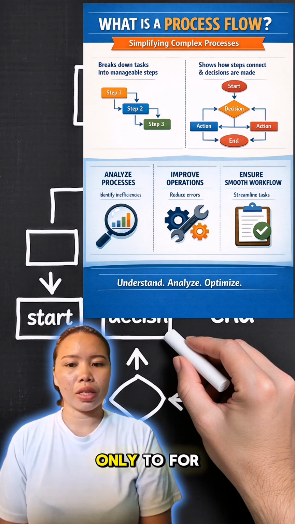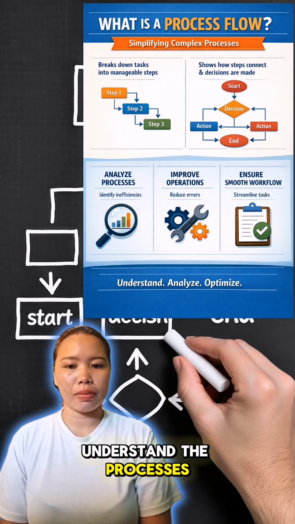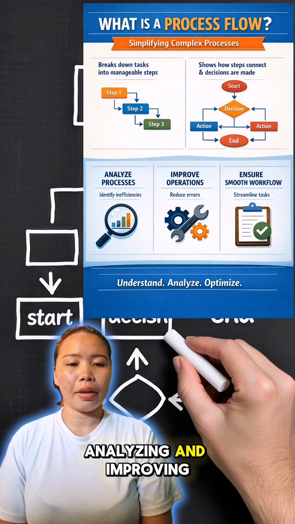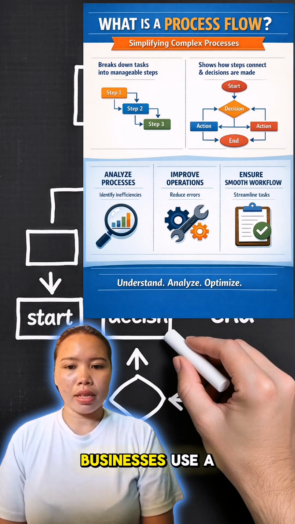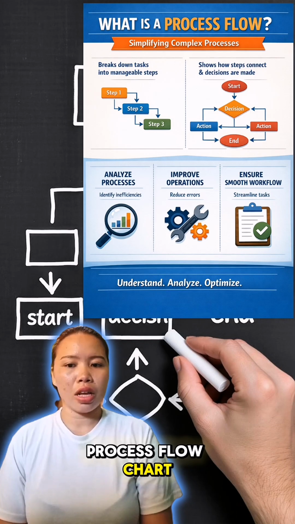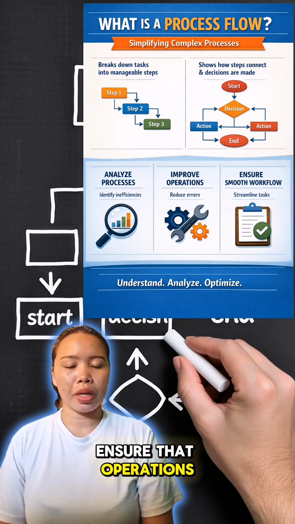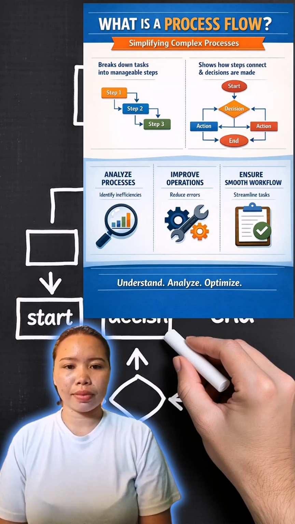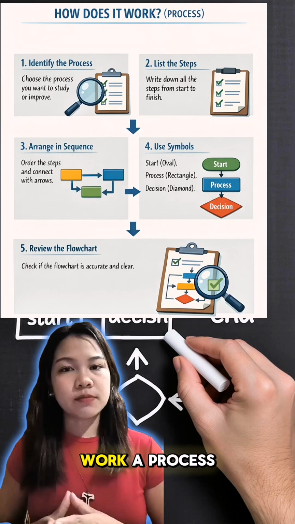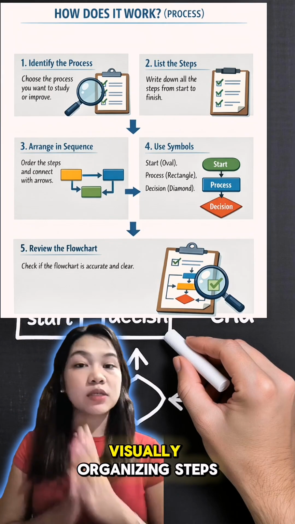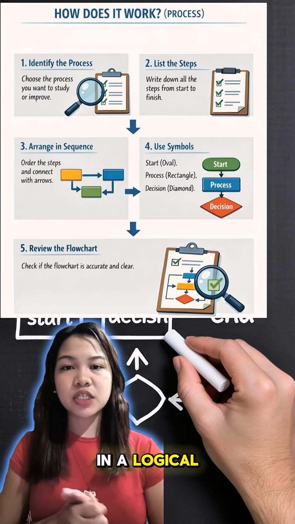This tool is not only for understanding processes but also for analyzing and improving them. Businesses use process flowcharts to identify inefficiencies, reduce errors, and ensure that operations run smoothly. How does it work? A process flow works by visually organizing steps in a logical sequence.